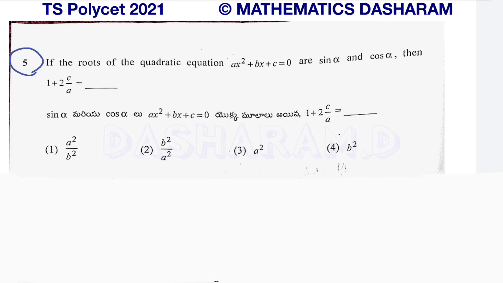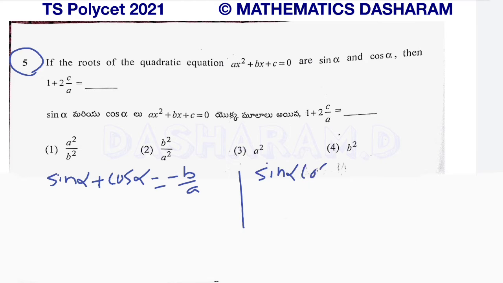First you have to find out the two relations. One is the sum of the zeros. The sum of the zeros formula is what? Minus b by a. Next, the product of the zeros, that is c by a. So the product of the zeros means sin alpha into cos alpha equals c by a.